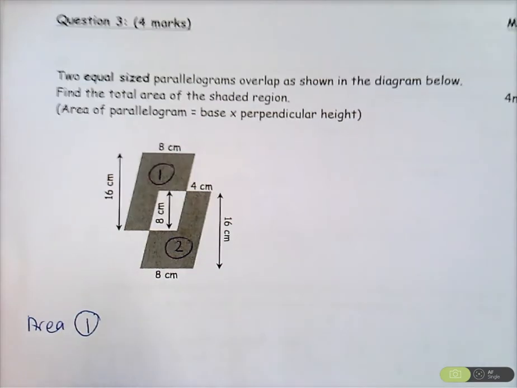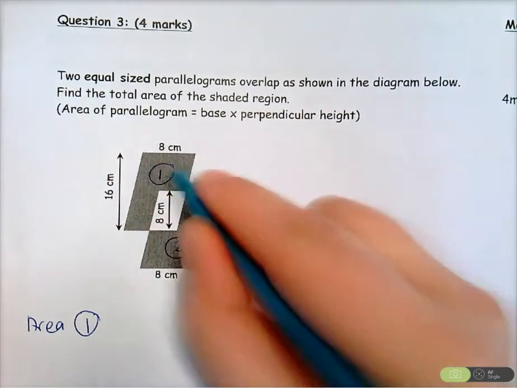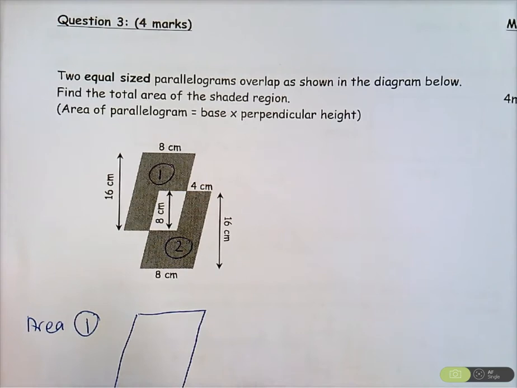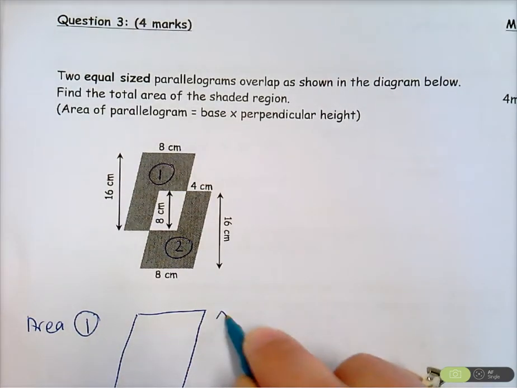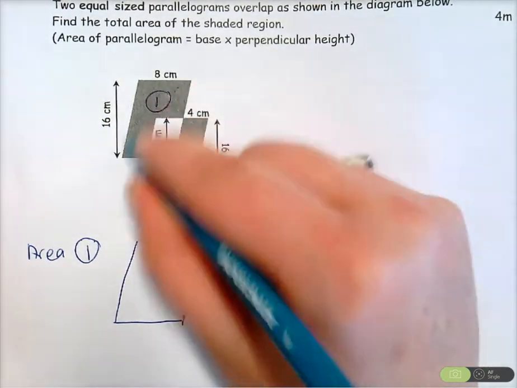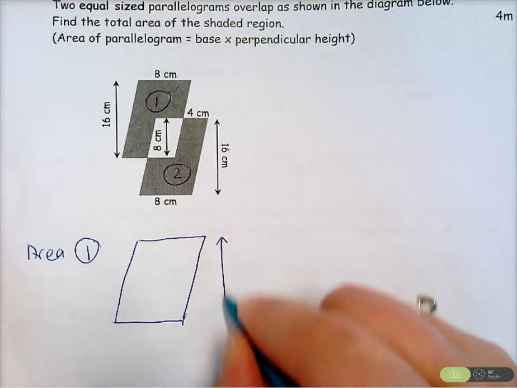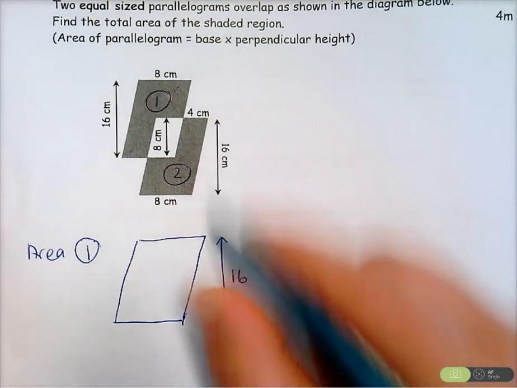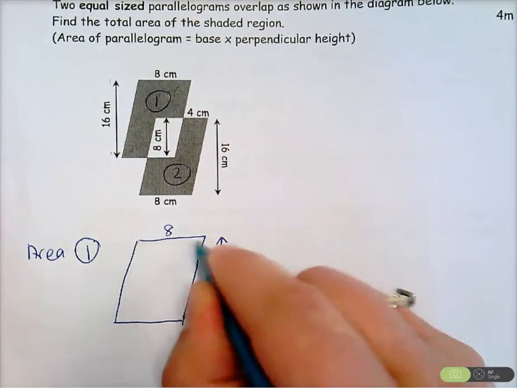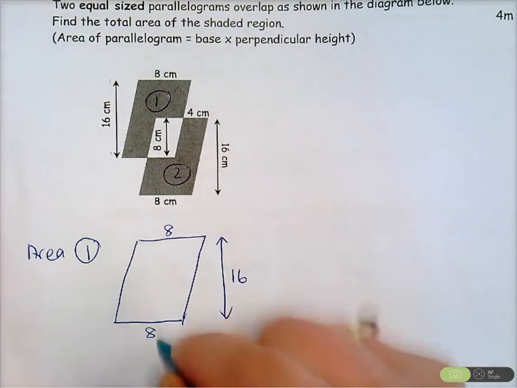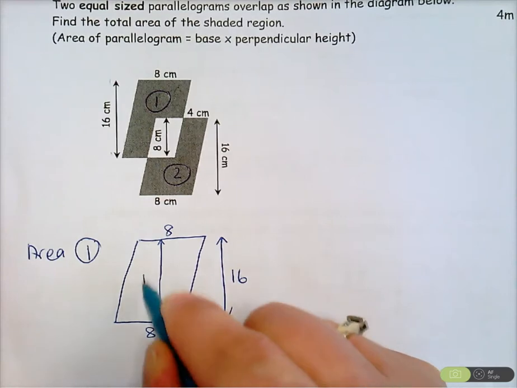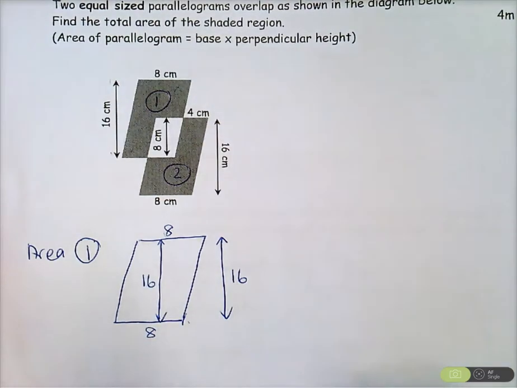Now there are 2 ways of doing this. If I want to work out area 1, how do I make that shape? I start with the big parallelogram. To work out this first area 1, it really is the big parallelogram which has perpendicular height 16 and base 8. So to do the area of a parallelogram, girls, it's base times perpendicular height.